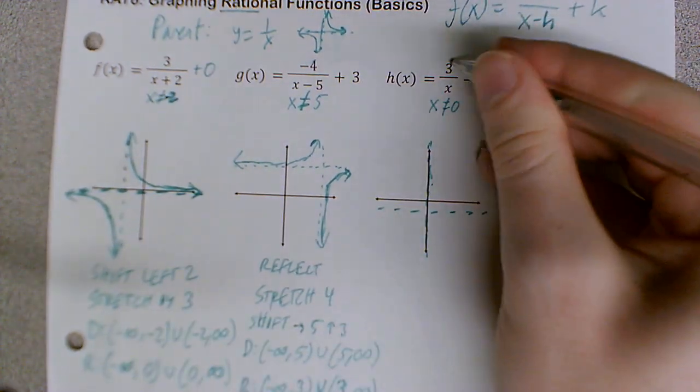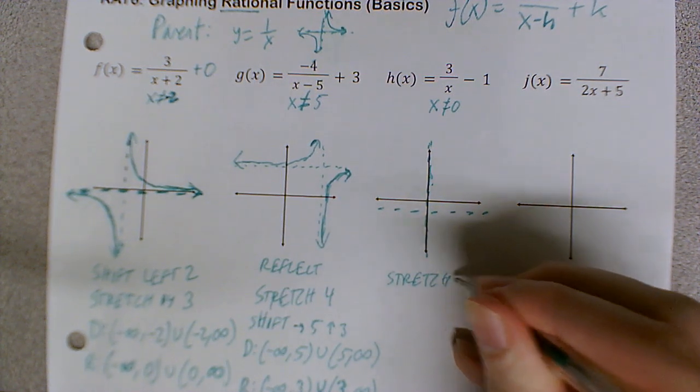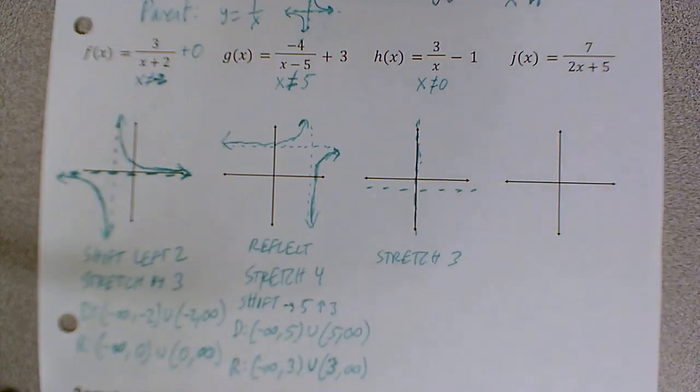Now, the numerator is positive, so there's no reflection. Instead, we just have a stretch by a factor of 3. It doesn't really matter what order we list the transformations as long as we list all of them.